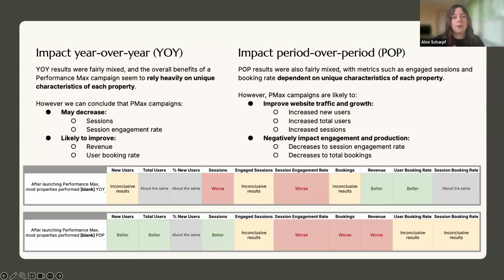So period over period, we were also seeing it really mixed across the different properties. But again, just general trends. After launching PMax, we did see increased website traffic and growth. So more new users, more total users, and more sessions, which is interesting that it had an effect period over period that was almost directly opposite to what we saw year over year. But we did see a negative impact on engagement and production. So lower engagement rate and lower bookings. But I think just the difference between year over year and period over period also suggests that this is so dependent on your individual property and your specific needs and just the different things that you're feeding into this campaign to make sure that it's working properly.